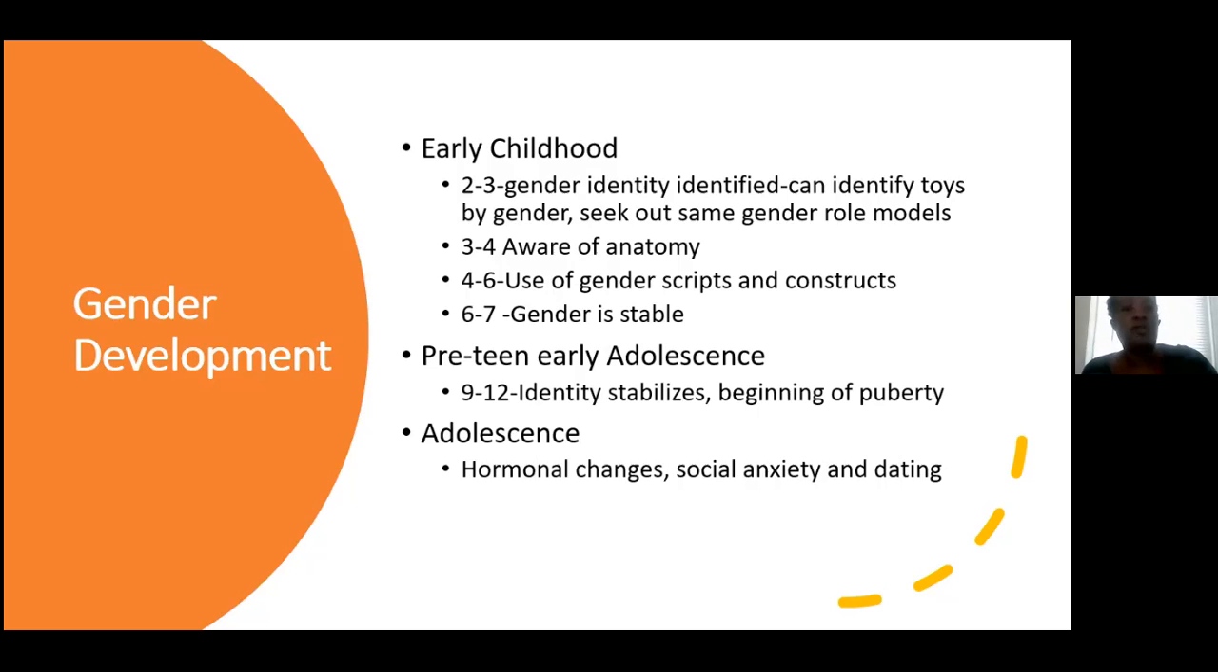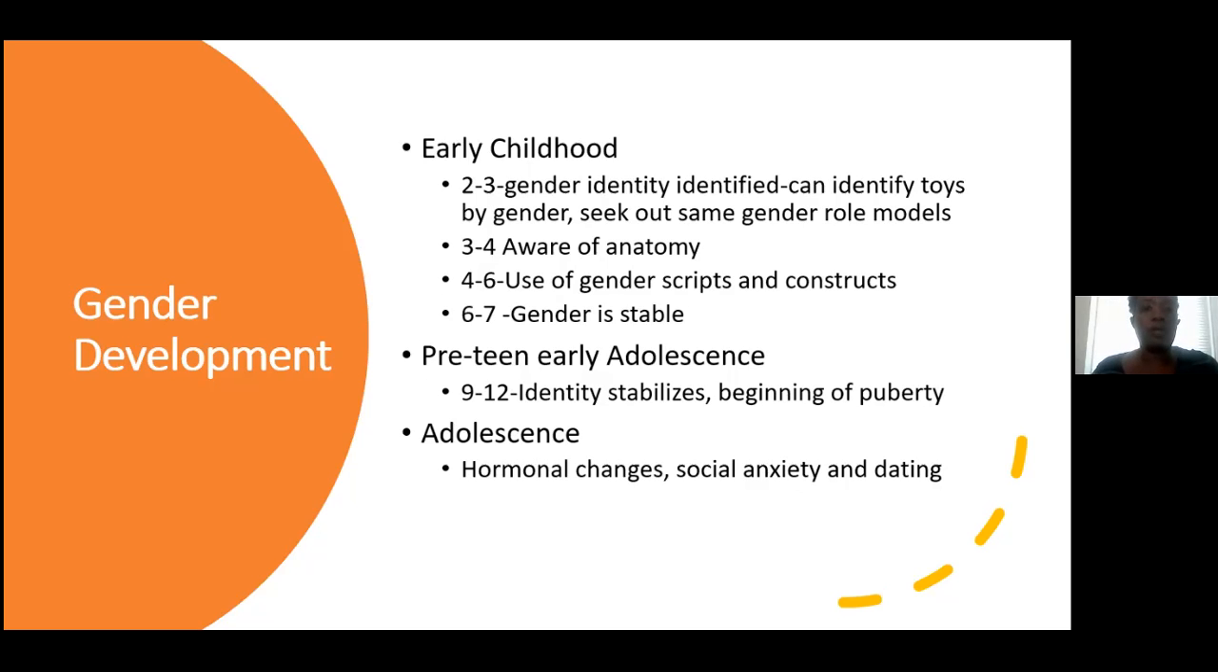By the age of 3 to 4, they're aware of their gendered anatomy. By 4 to 6, they're starting to use gender scripts and constructs. So that's like belief systems in terms of boys do this versus girls do that, and understanding that this is what's supposed to happen based off of the information they're picking up from their environment.